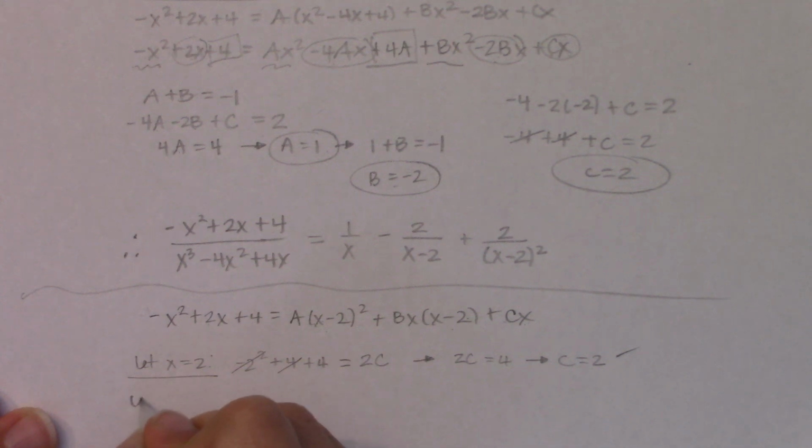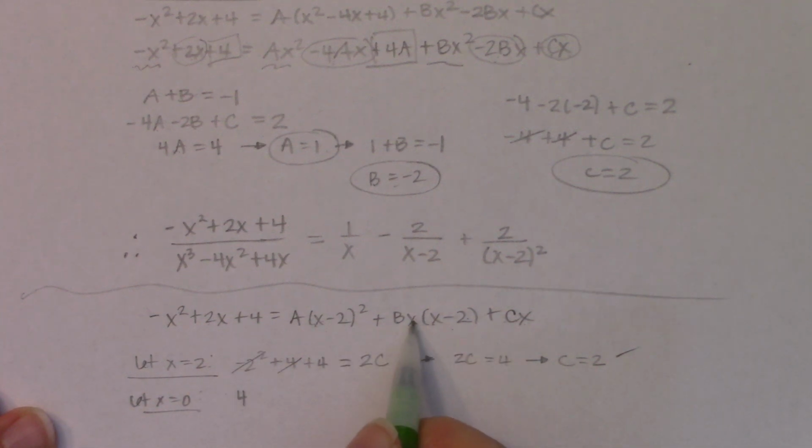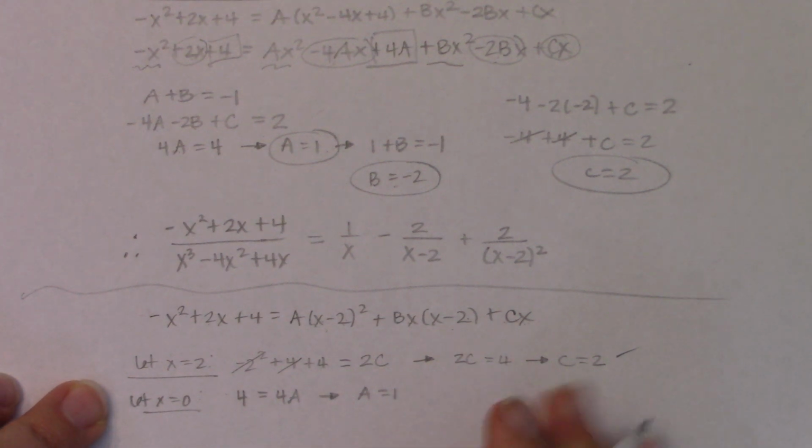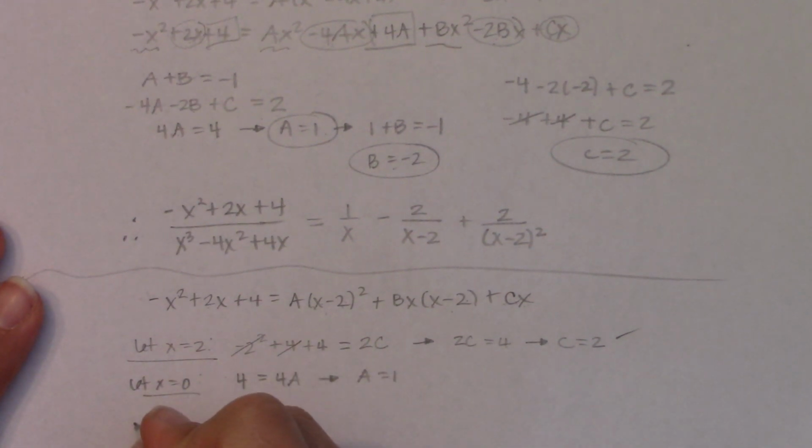If I let x equal 0, right? If x is 0, the only thing that survives on the left side is 4. All right, cx zeroes out, bx zeroes out, and then 0 minus 2, -2, -2 squared, +4. I'm going to get 4a, and then I'm going to get a equaling 1 from that, okay? And then you can let x equal anything else you want. I'm going to go with x equaling 1, right?